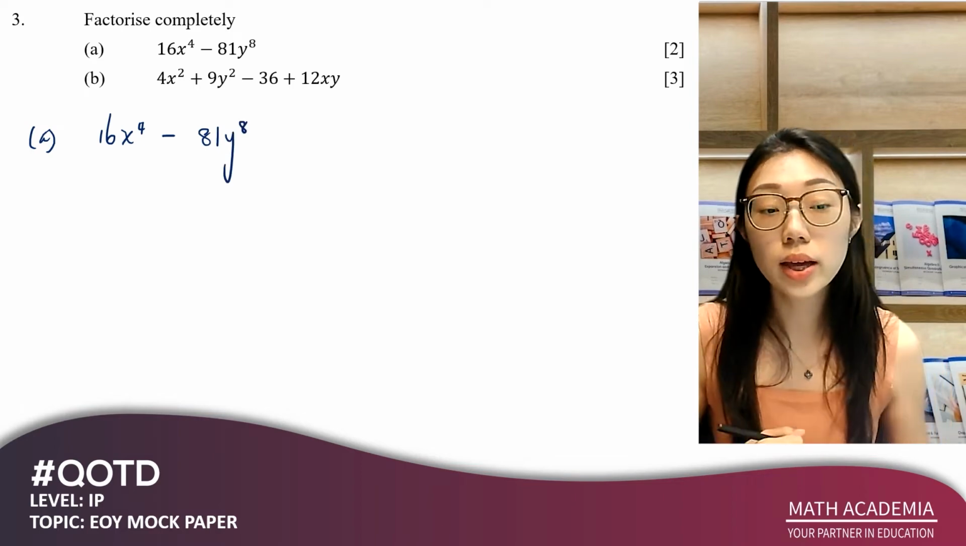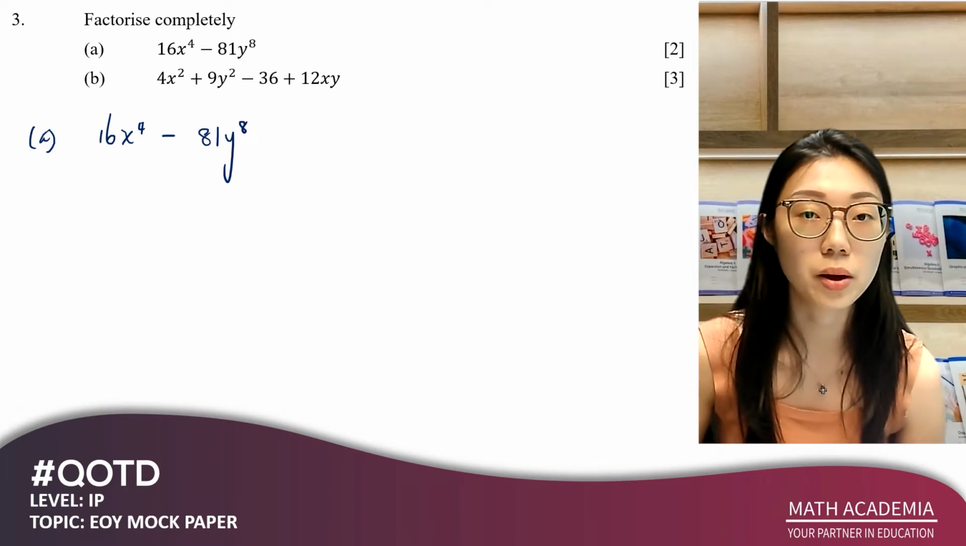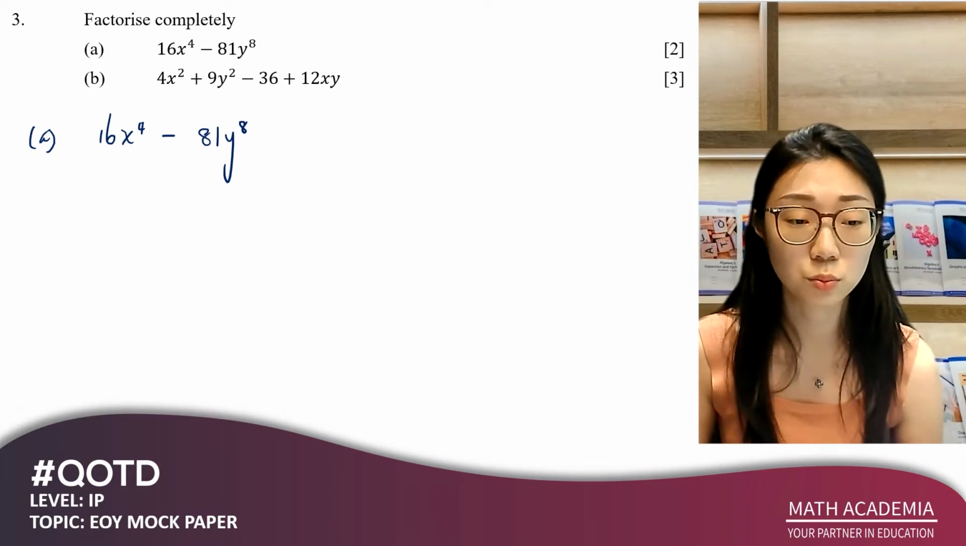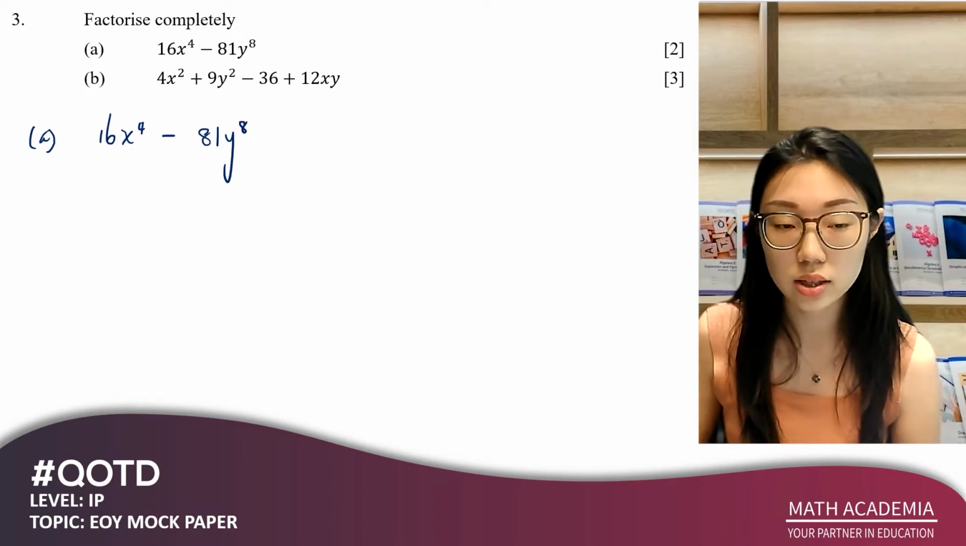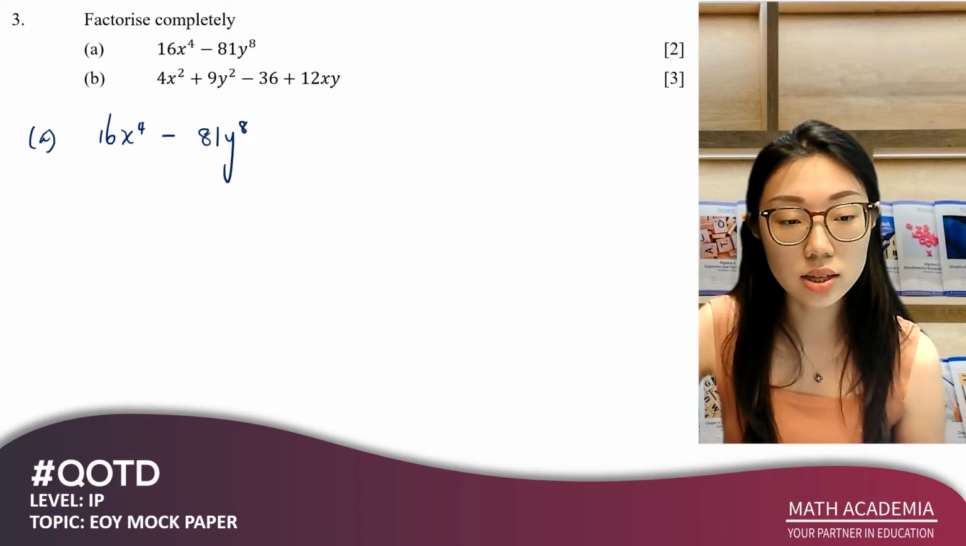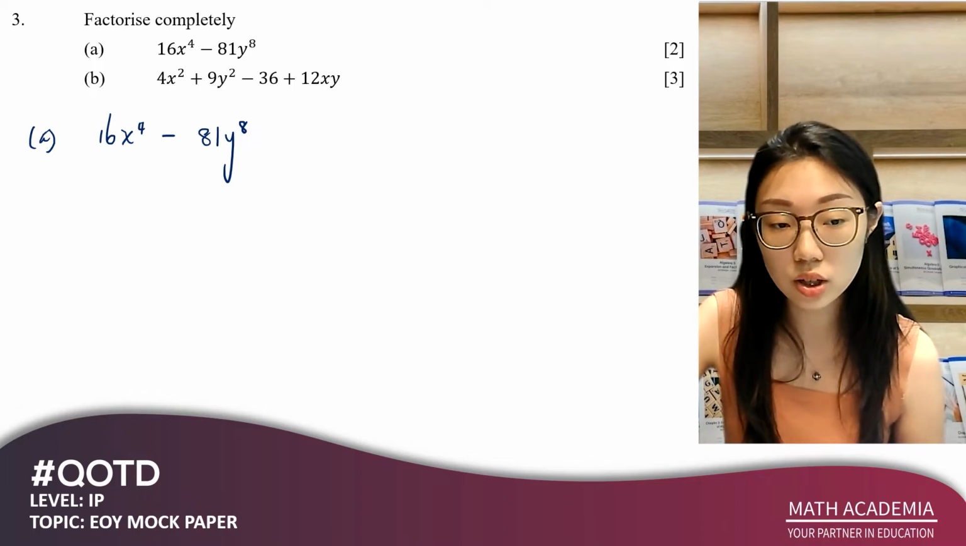Okay, when I look at these 2 terms, x to the power of 4 and y to the power of 8 is not a like term. So how do I factorize it, or how do I simplify it? So let's look at this. We realize that it's 2 terms. Okay, the relationship between them is subtraction.